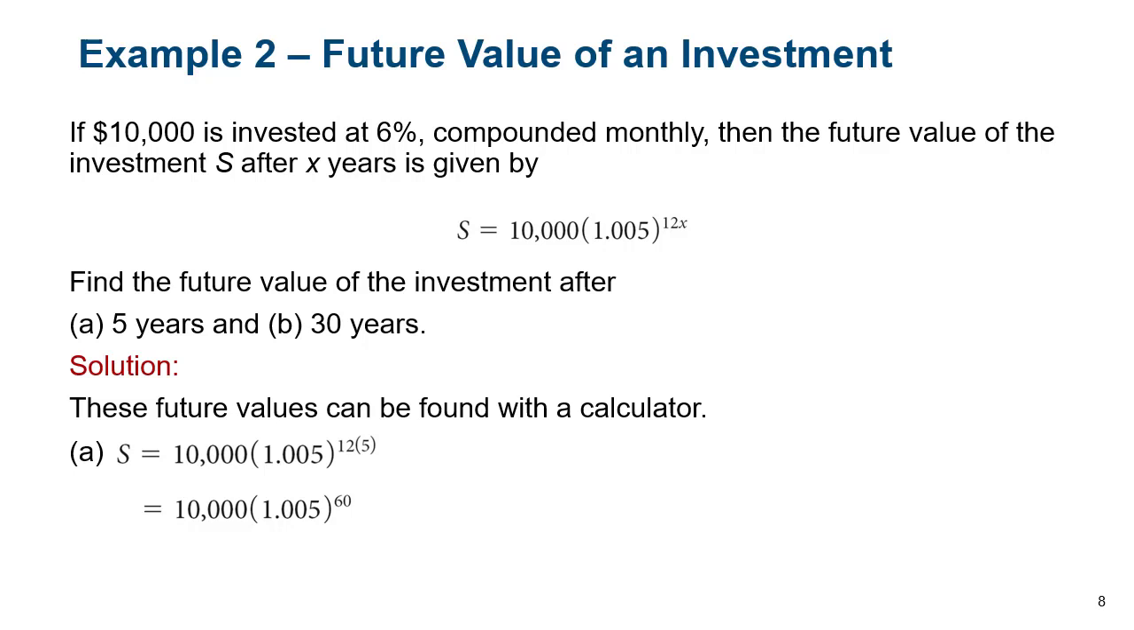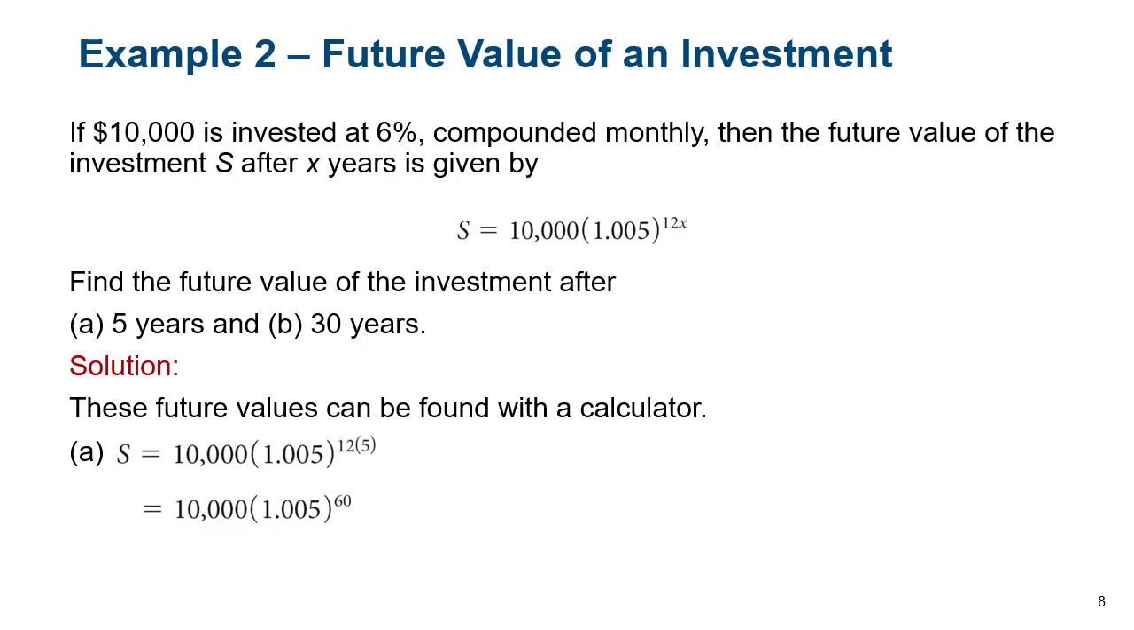Here's a simple example. If $10,000 is invested at 6% compounded monthly, then the future value of the investment, which we will call S, after x years is given by this: S equals 10,000 times 1.005 to the 12x. Find the future value of the investment after 5 years and 30 years.